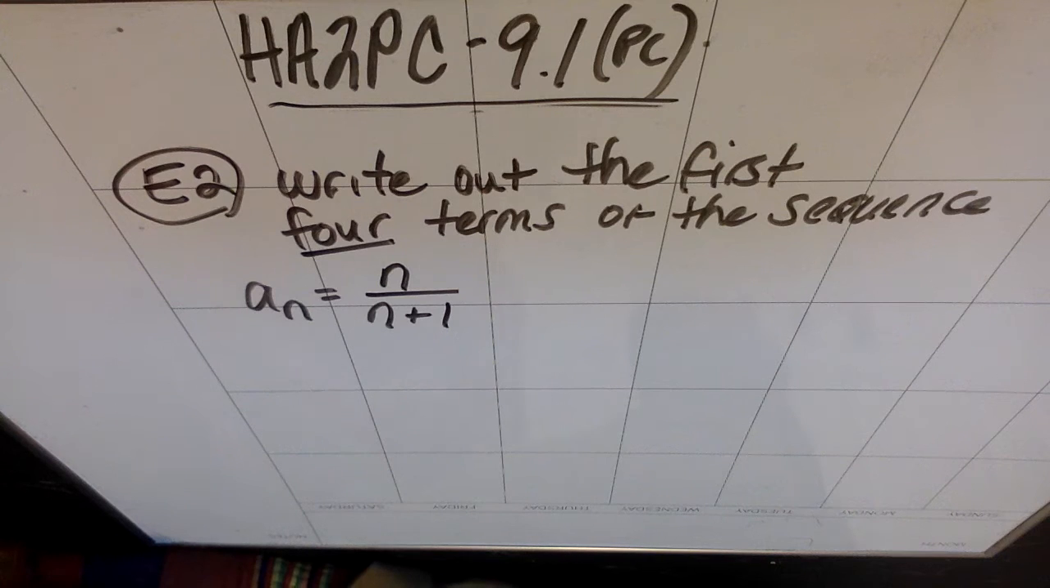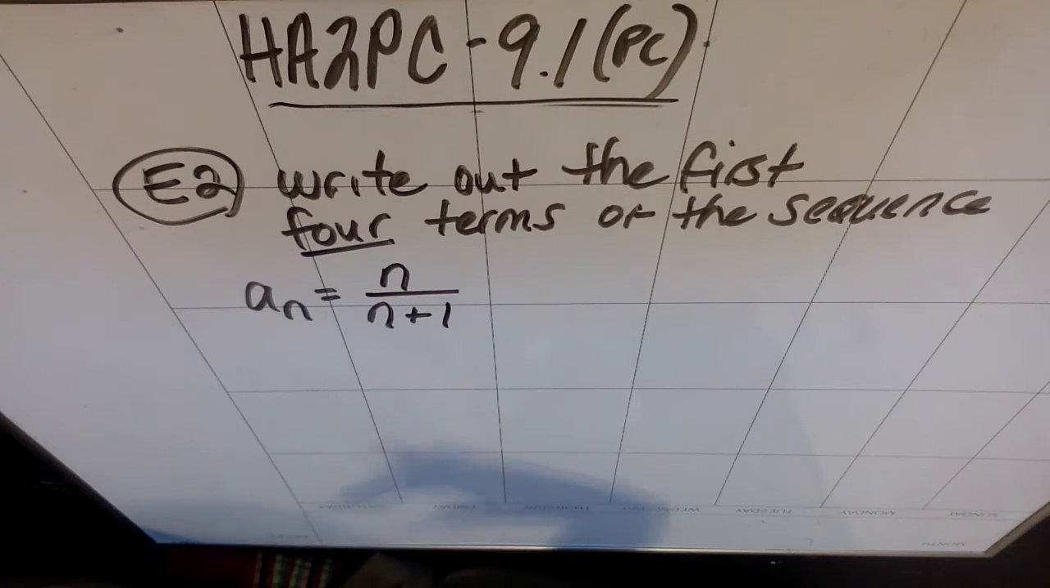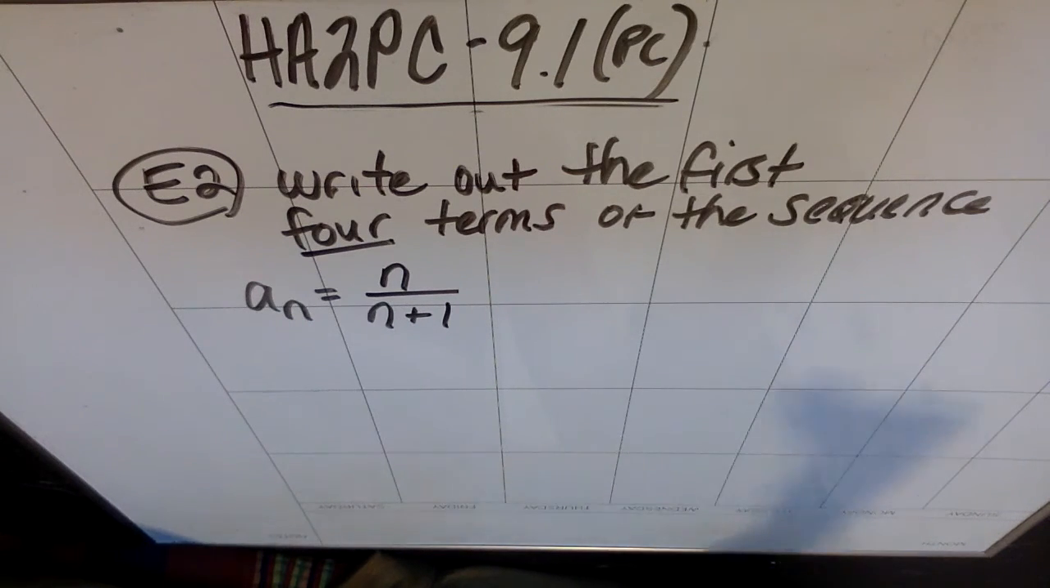Honors Algebra 2 Pre-Calculus. We are doing section 9.1 in Pre-Calc, which is sequences and series. So in example 2, we're going to write out the first 4 terms of a sequence, and we're given the nth term as a sub n equals n over n plus 1. So again, this is just to practice when you're given a formula how to write out the pattern, and also you'll start to recognize when you're given the pattern later that there are ways to find a formula for the pattern by looking at things that you've done previously.